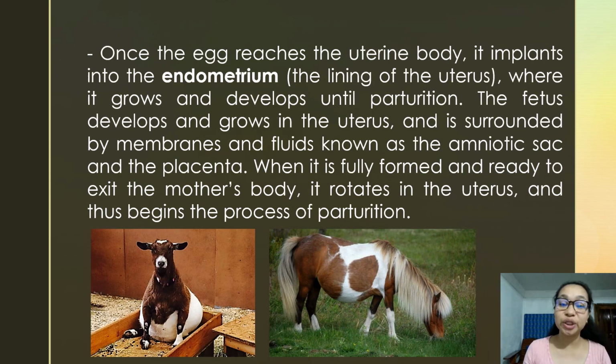Once the egg reaches the uterine body, it implants into the endometrium, or the lining of the uterus, where it grows and develops until parturition. The fetus develops and grows in the uterus, surrounded by membranes and fluids known as the amniotic sac and the placenta. When it is fully formed and ready to exit the mother's body, it rotates in the uterus, and thus begins the process of parturition.